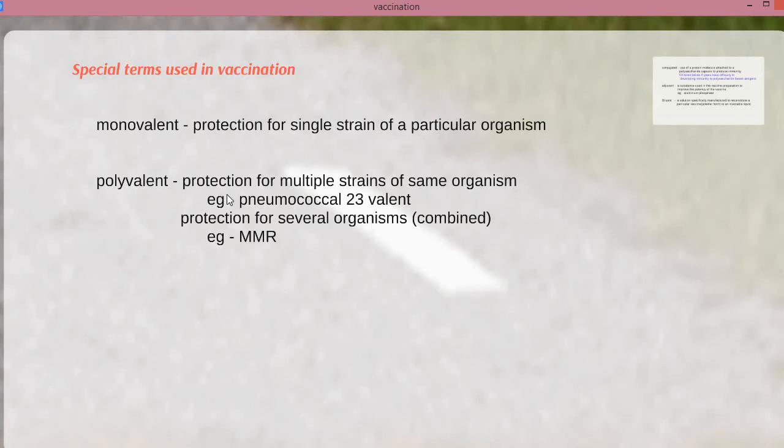Polyvalent means protection against multiple strains of the same organism. For example, pneumococcal 23-valent vaccine. This means this is a polyvalent vaccine protecting against 23 strains. Or polyvalent can be used when a vaccine is given to protect against several organisms. Another name given is combined vaccine. So MMR is a combined vaccine or a polyvalent vaccine where it is covering more than one organism.